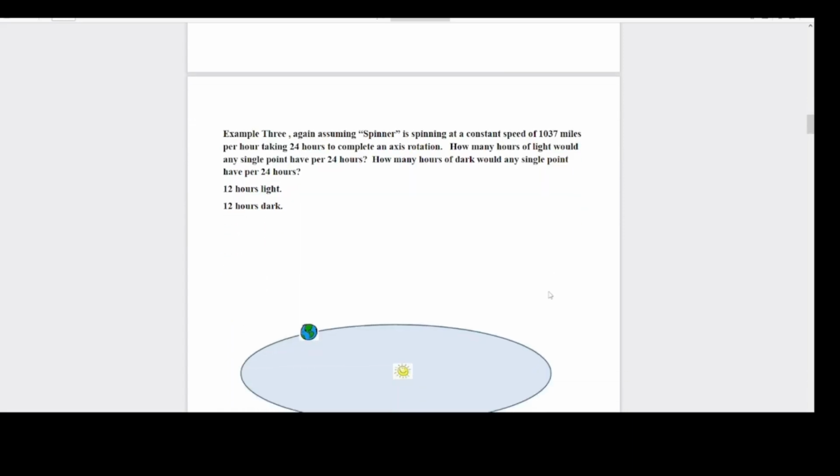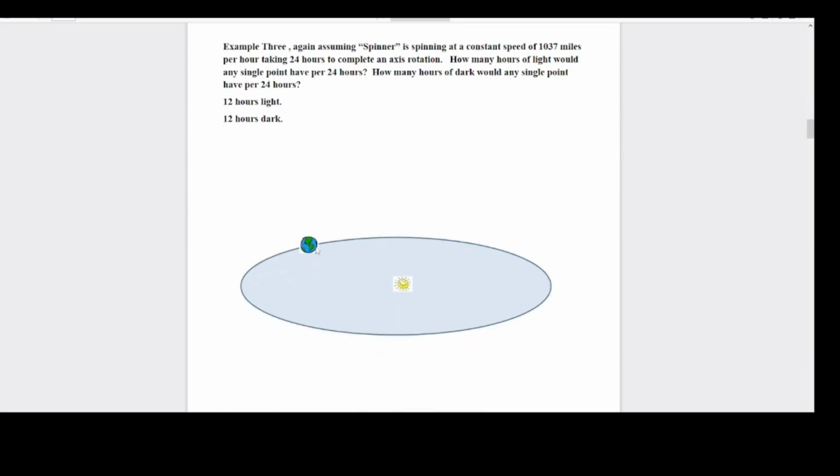All right. In example 3, got the Earth over here. So basically we're following the Earth's orbital rotation at different points in the year according to the heliocentric model. And in this example, we have, again, assuming spinner is spinning at a constant speed of 1037 miles per hour, taking 24 hours to complete an axis rotation, how many hours of light would any single point have per 24 hours?